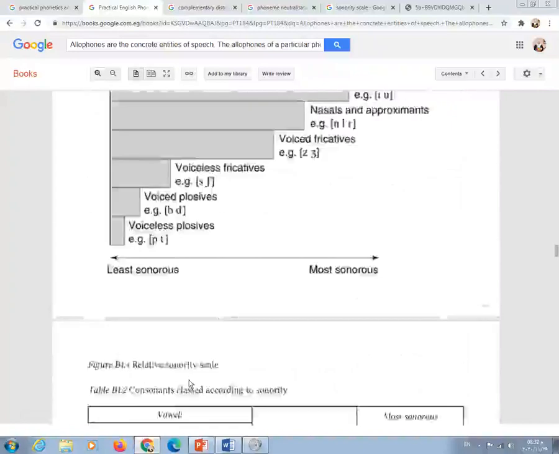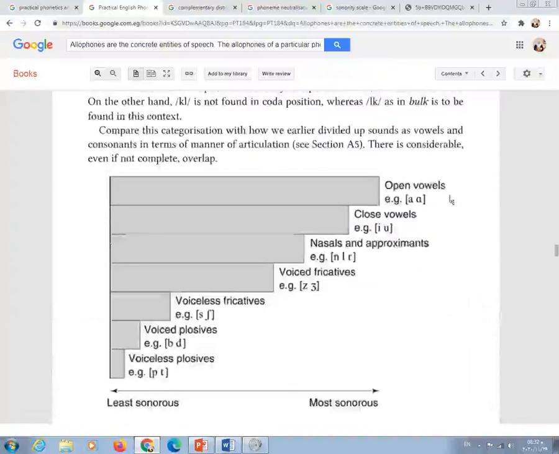Here we go, and let's have a look at the sonority scale in your book. We have first the open vowels, closed vowels, nasal consonants and approximants n, l, r, and then voiced fricatives, voiceless fricatives, voiced plosives b, d, and voiceless plosives p and t. Here you find that the more we open our mouth, the more sonorous the sounds will be. And the voiced consonants, whether fricatives or plosives, are usually more sonorous and louder than the voiceless consonants. Look at the voiceless plosive consonants p, t, and k. As you see, they are the least sonorous.